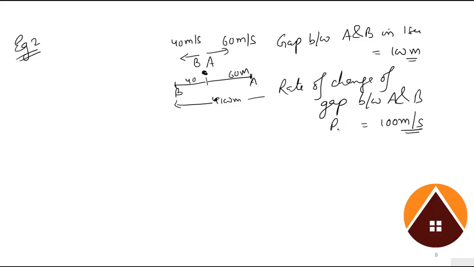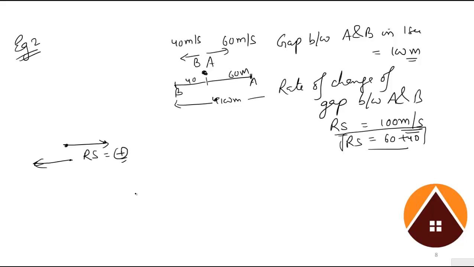This is called my relative speed, which is nothing but 60 plus 40. Because I had already discussed, when two bodies are moving in opposite direction, relative speed is the sum of the two speeds. I hope you understand.